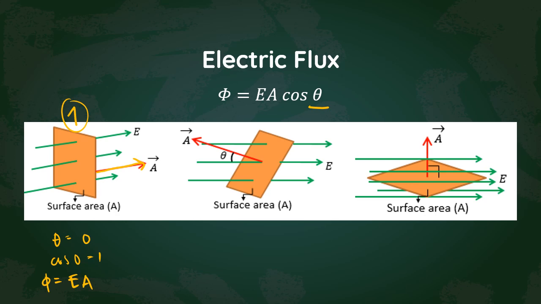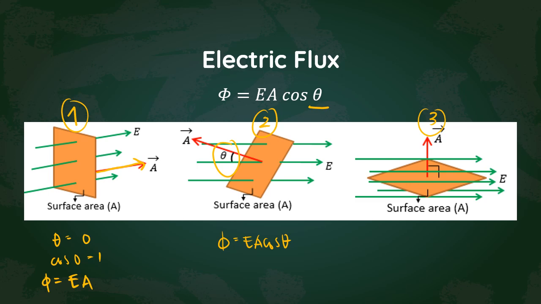For this case, we have a slanted or diagonal surface where the electric field passes through. In this case, we really need to factor in the angle between the electric field and the area vector, because cosine theta will not be equal to 1. So to solve for the electric flux in case 2, it is going to be equal to EA cosine theta.